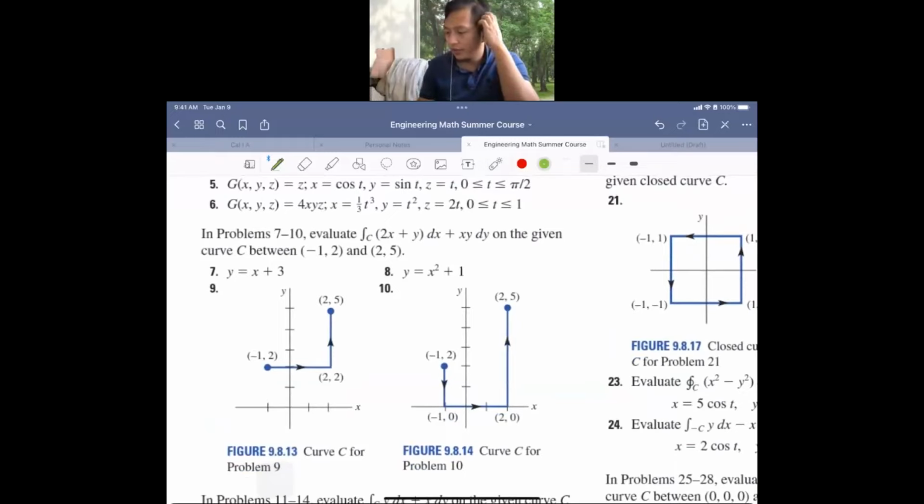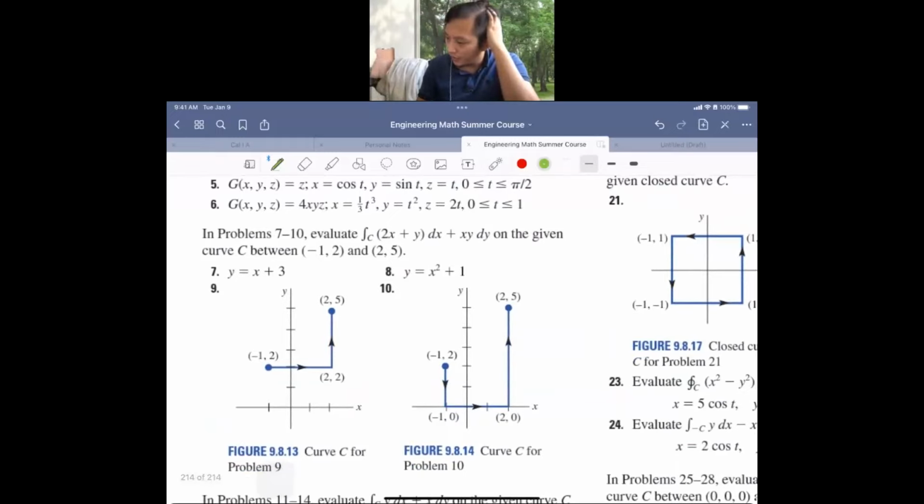Okay, for number 7 to 10, the idea is if you have this line integral here, we could change to dx, we could change to dy, depending on the conditions. For example, we have y equal x plus 3. Now x plus 3, I think it's easy to substitute for y. So all this y here, we can substitute with x plus 3, okay? And then we could just take differentials, dy becomes dx. So we could exchange dy to dx or dx to dy easily. And I think we could make it into dx, and then we could find number 7. I think that's it, easily.